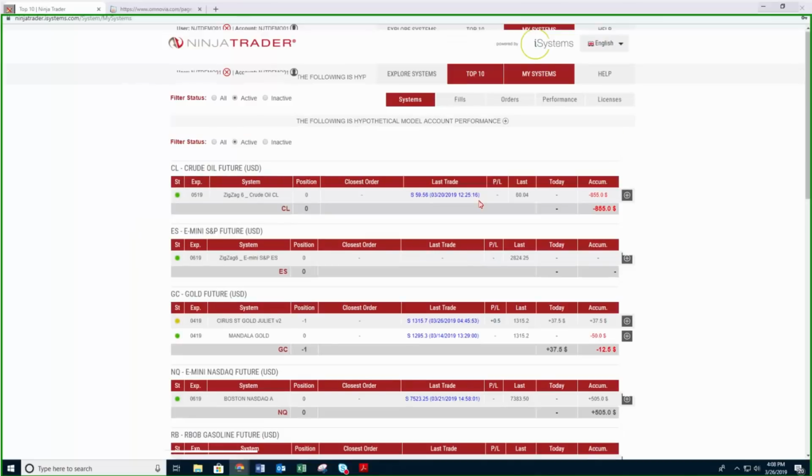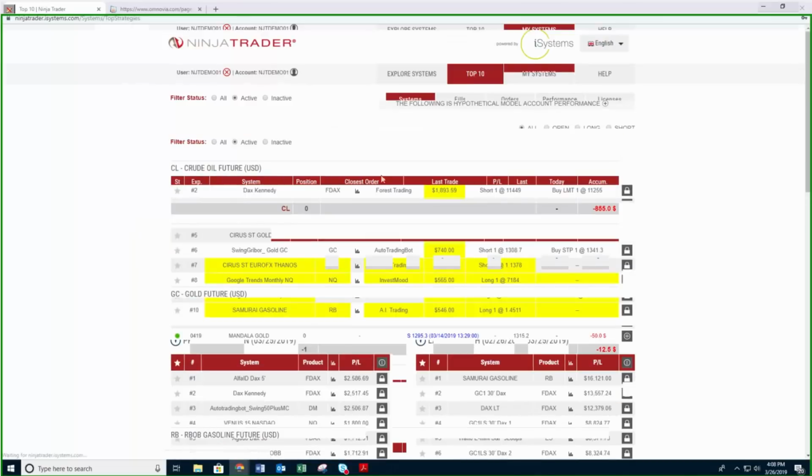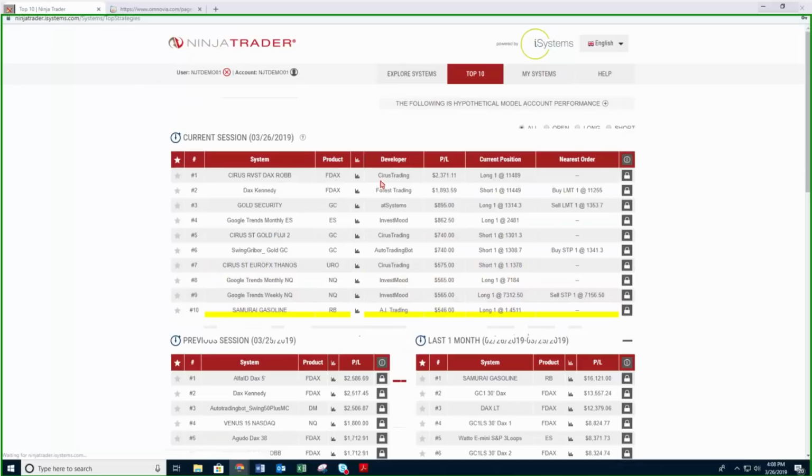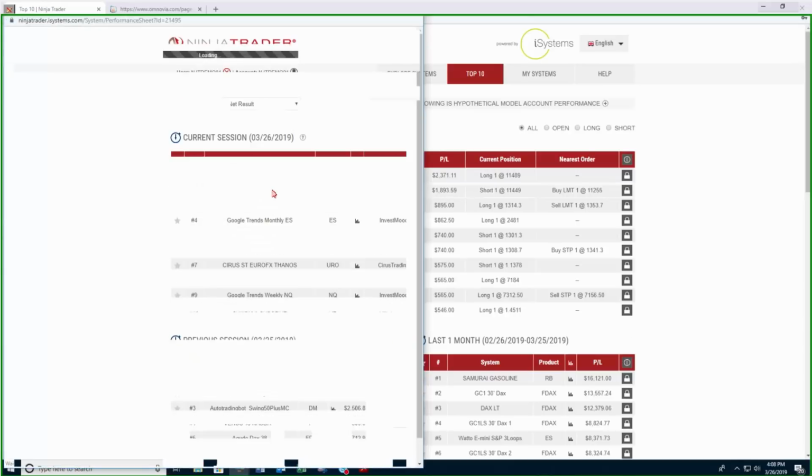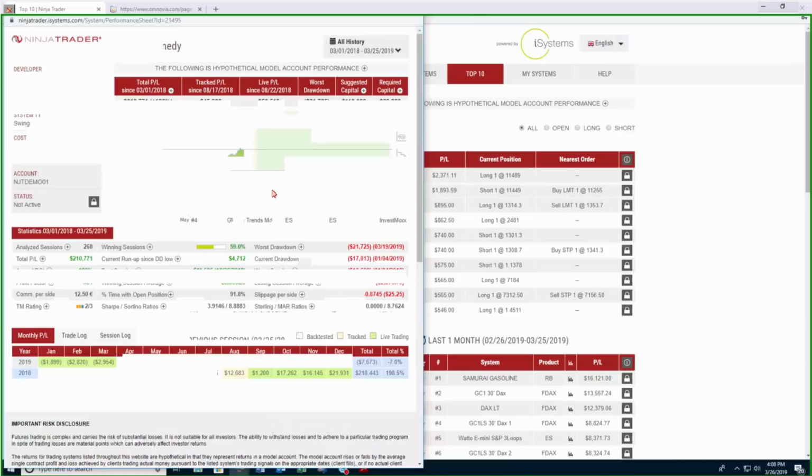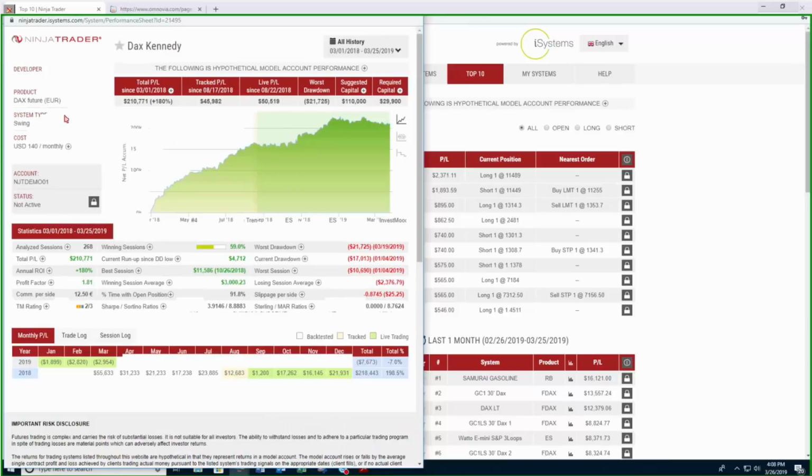Let's find something in the market. I don't think anything's open right now. What time is 4 o'clock? So here we've got all sorts of different systems that are open. This is currently long. And as you look at any of these systems, you can always click on them. And again, here is the performance page that you see, the exact same.